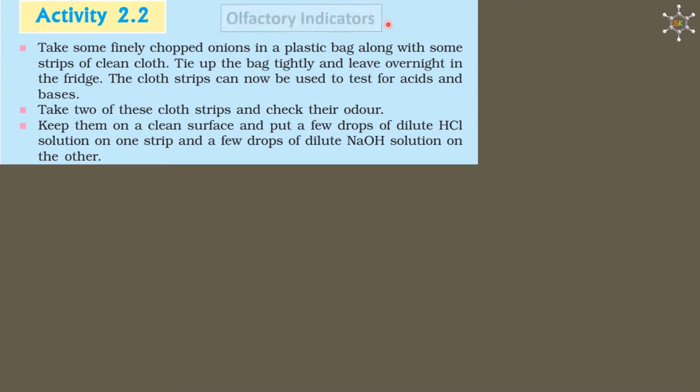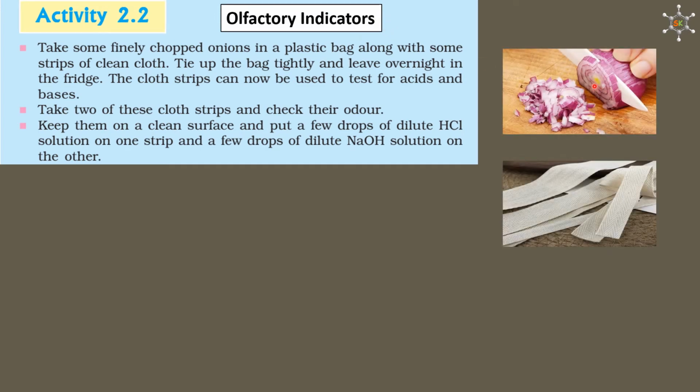Activity 2.2 is about olfactory indicators. Here we are supposed to take chopped onion and 2 clean cloth strips and put them inside the plastic bag. Leave overnight inside the fridge or for about 12 hours. After 12 hours, content of the onion will be absorbed by the cloth strip. Now, put few drops of dilute HCl on one cloth strip and few drops of dilute sodium hydroxide on another cloth strip. Leave it for few minutes. After that, give a clean wash with water and cross-check the smell of onion present in those two cloth strips.